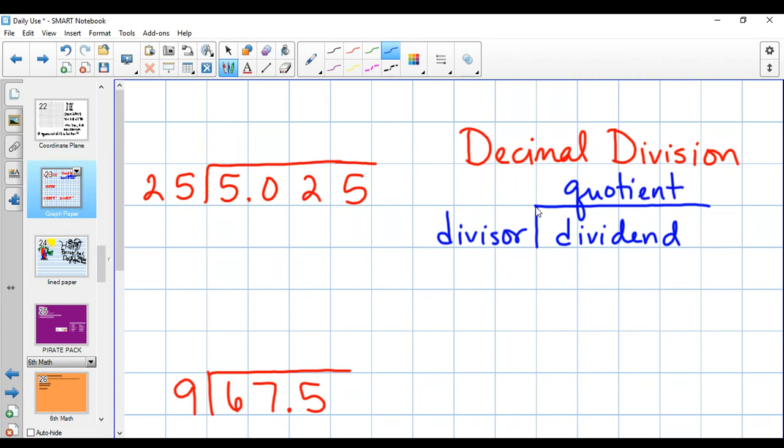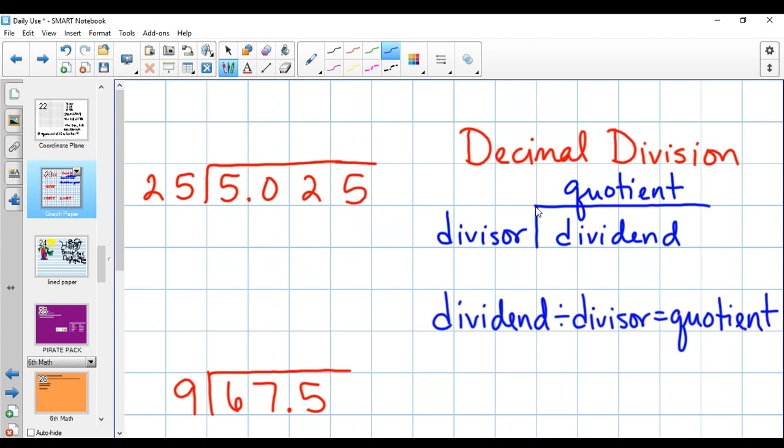Also, when we read a division problem, we always say the dividend first. The number that we say first goes inside the box. So if we were to read it out loud, we would say the dividend divided by the divisor equals the quotient.